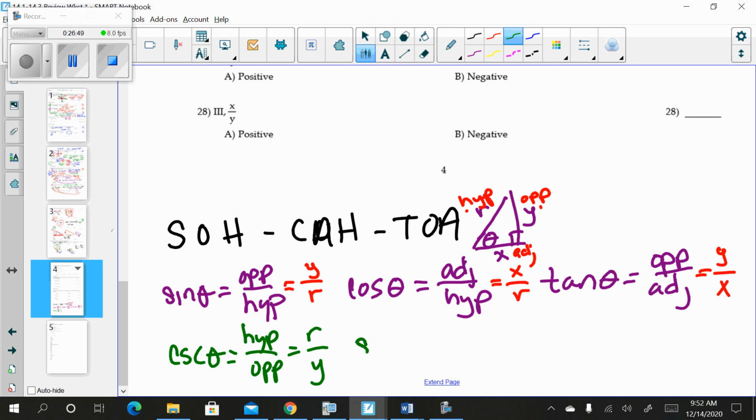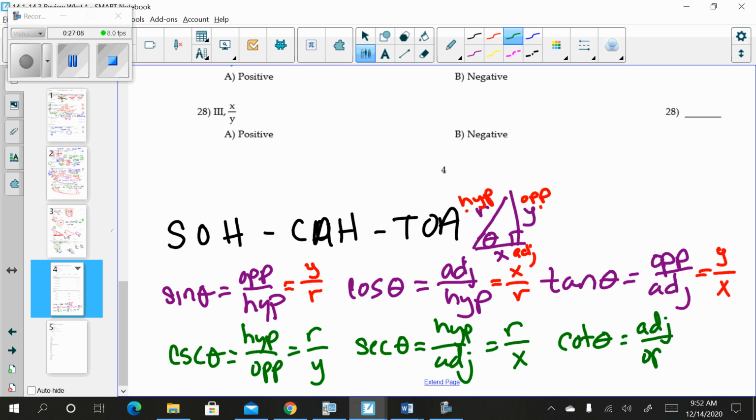Cosine, its reciprocal is called secant, SEC of theta. So if cosine's adjacent over hypotenuse, this would be hypotenuse over adjacent. So that would be R over X. And then tangent, its reciprocal was called cotangent. So if tangent is opposite over adjacent, this would be adjacent over opposite, which is X over Y. So this was kind of the key information that we talked about for these.